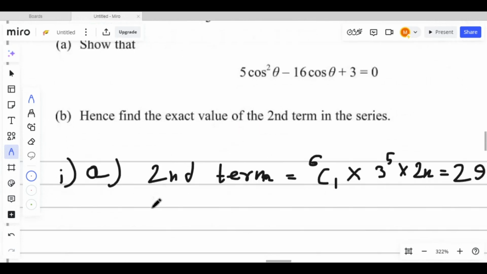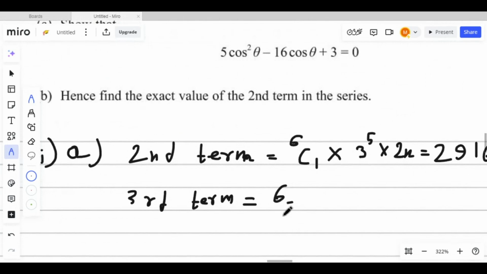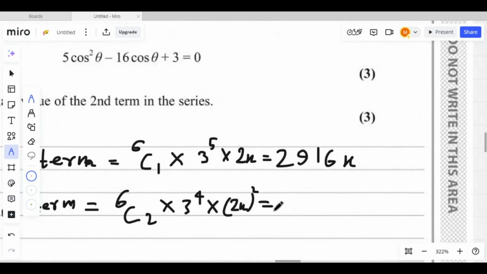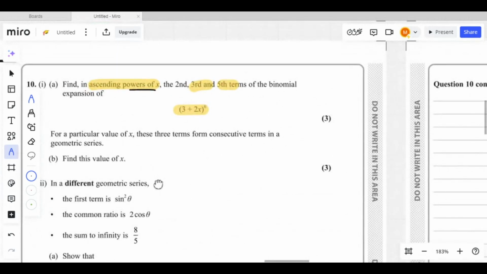Then they asked for the third term. The third term would be 6 choose 2, 3 to the power 4, (2x) whole squared. So what you would get is 4 times 3 to the power 4 times 6 choose 2. This is 4860x squared. And at last, the fifth term.